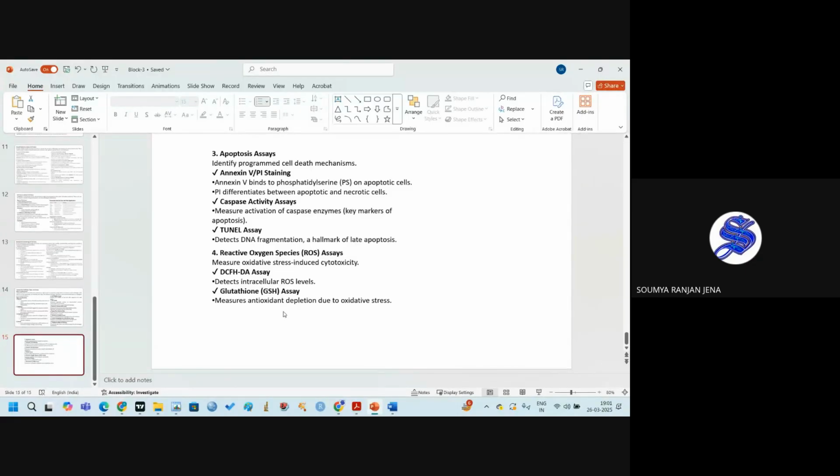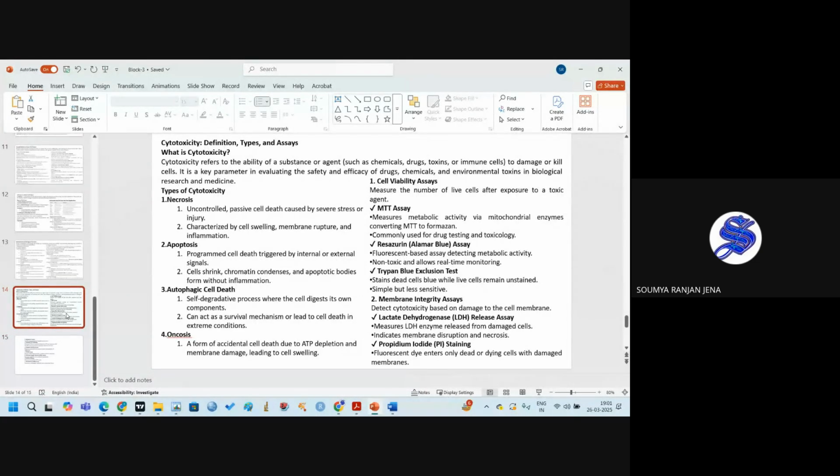This is all about the different cell viability assays. Sir, in all the points, the word assay is commonly used. Why is this word repeated? Assay means estimation, right?